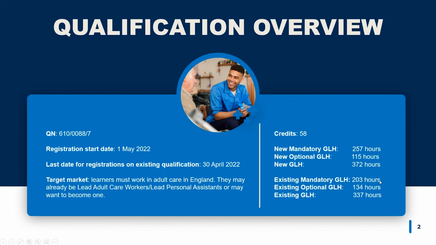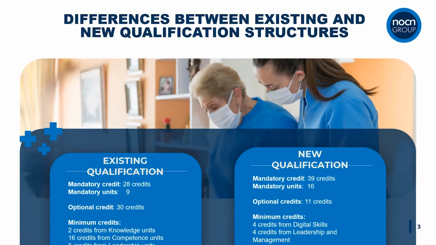Here is an overview of the qualification. The registration start date is the 1st of May this year, and the last date for registrations on the existing qualification is the 30th of April. There will be 58 credits, which is the same number of credits as the existing qualification. However, the overall GLH is greater, 35 hours greater than the existing qualification at 372 hours.